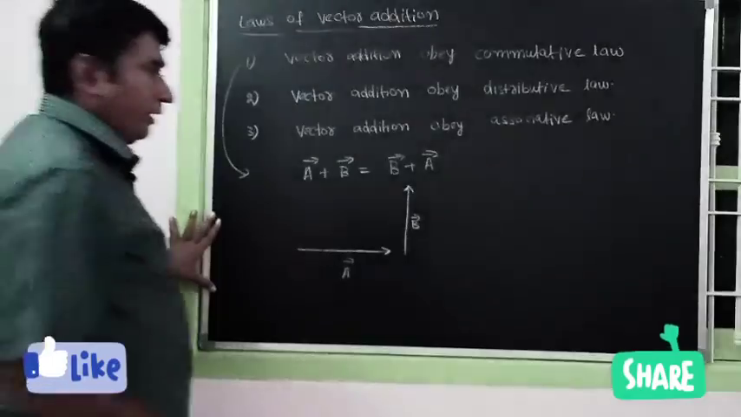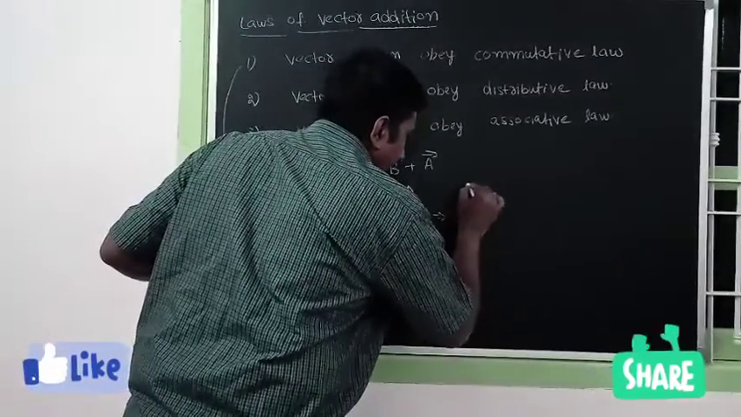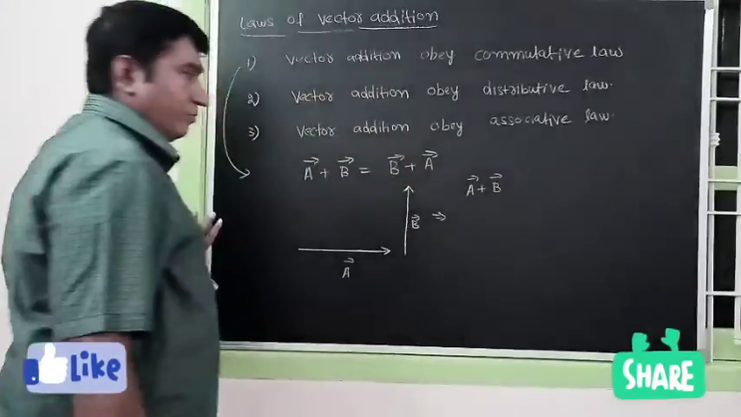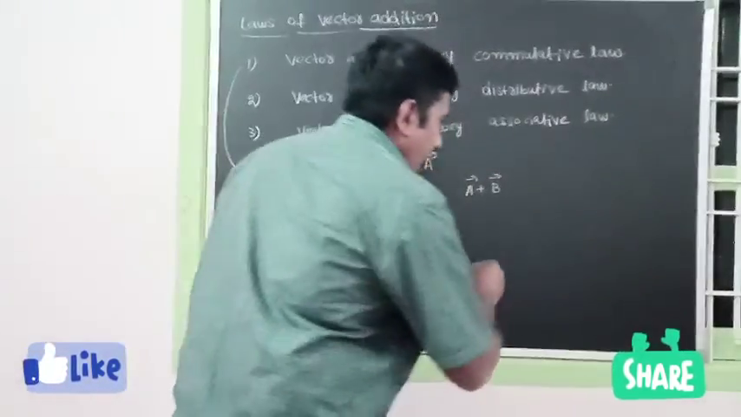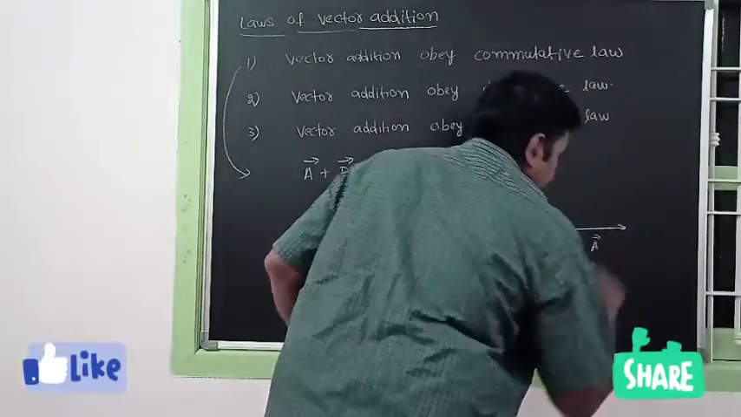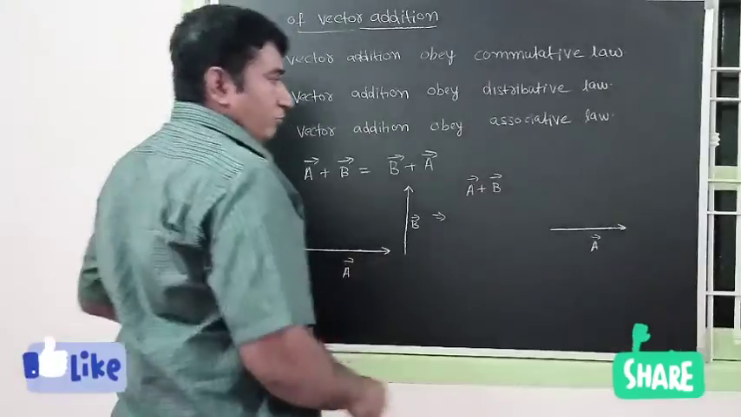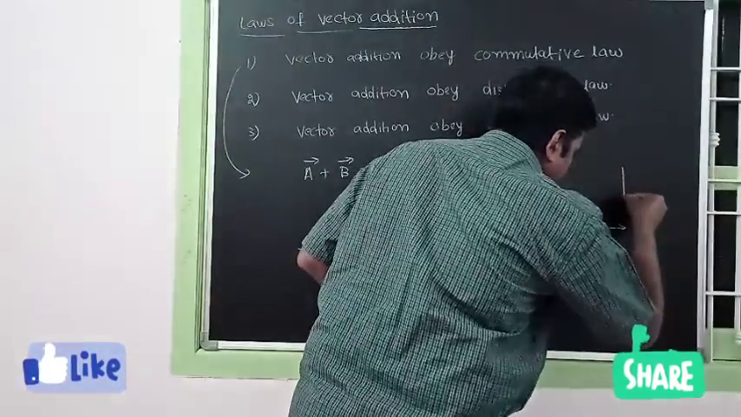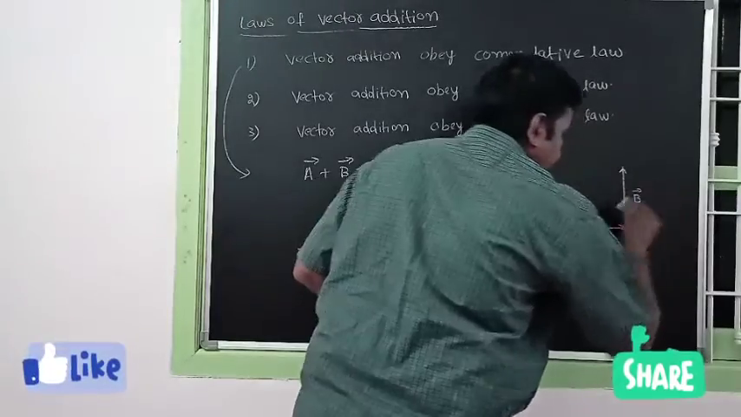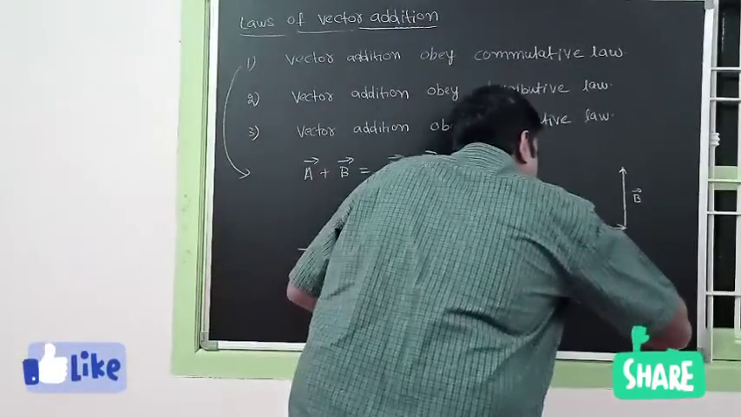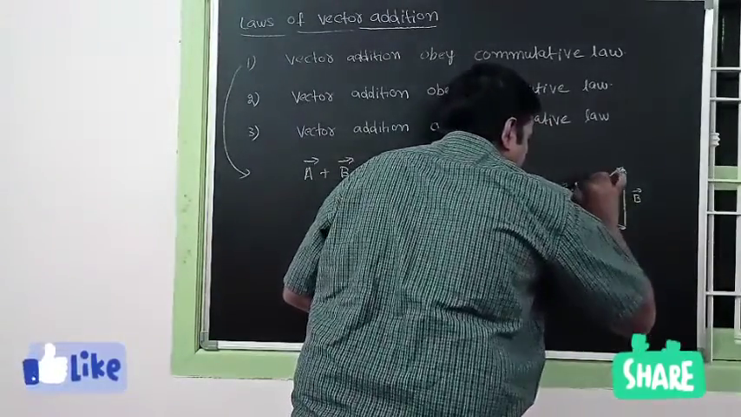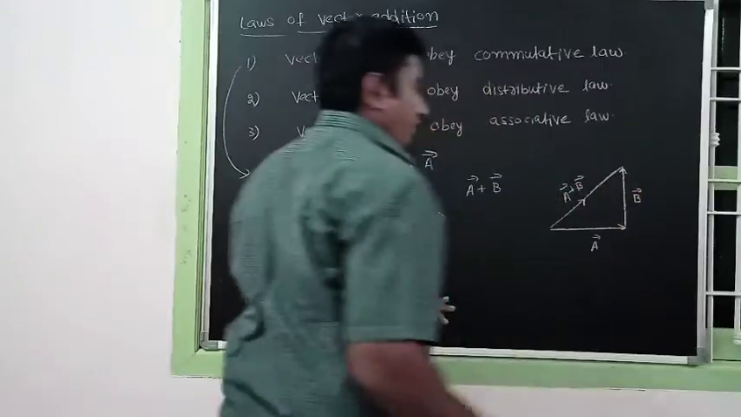Now first I will find A plus B. First the A vector we have to take. I am taking a vector of the same magnitude, and then the B vector which I have to join. Now the resultant, which I am going to get here, is A vector plus B vector.